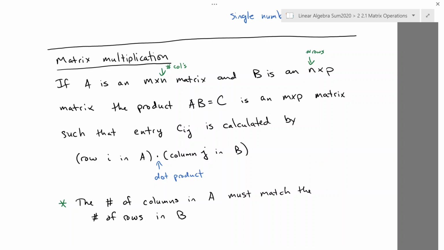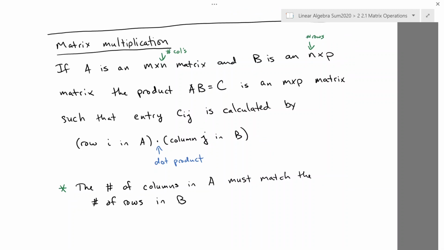So that's the sizes of these matrices, and then finally how you calculate the individual entries: the entry in the ith row, jth column of the result is calculated by taking the dot product between row i in A and column j in B. We'll see in a second exactly how you take the individual rows in A and the individual columns in B and multiply them together to get the entries in C.